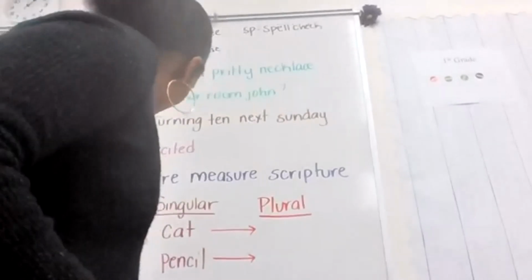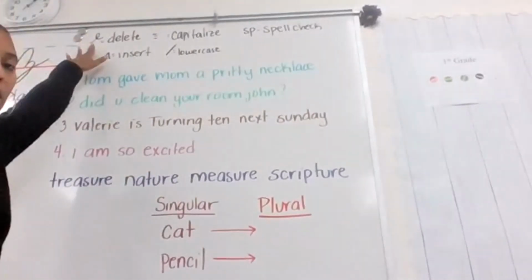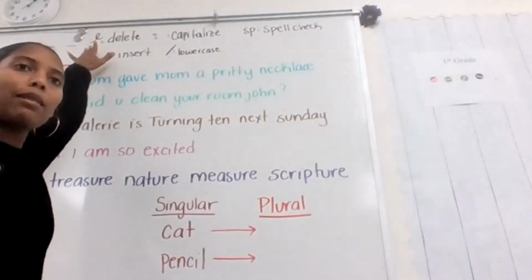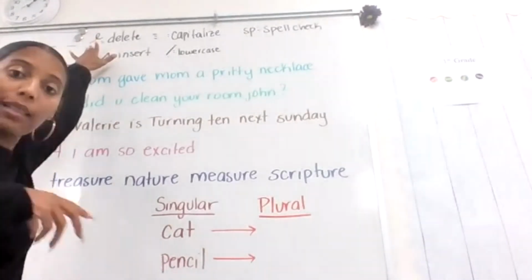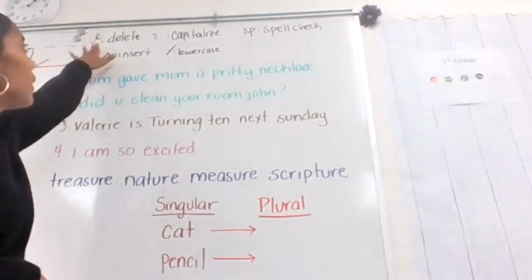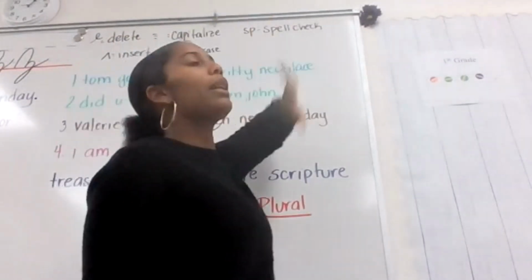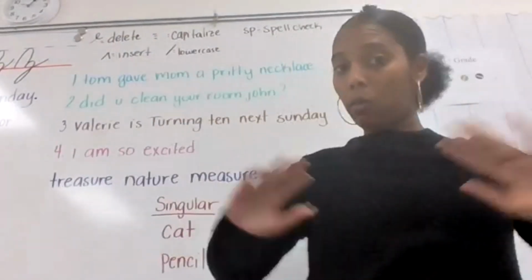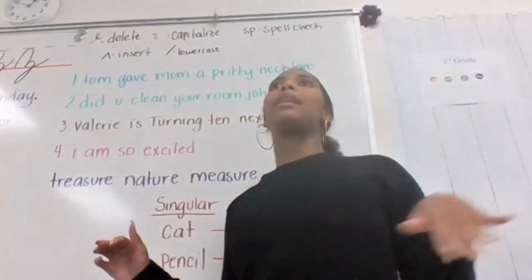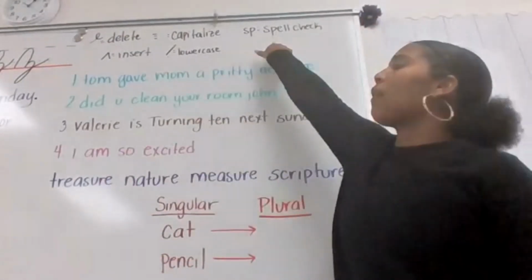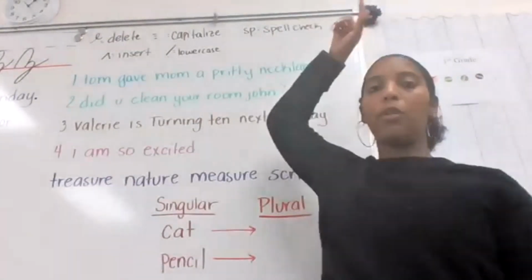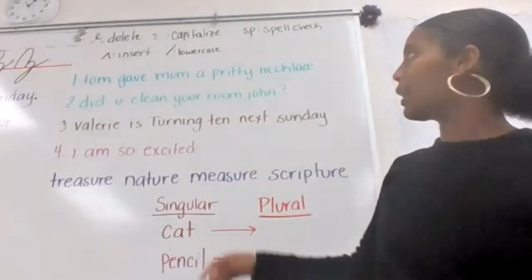Sure. All right, so we have the first one here, which is the delete. Remember, we use that symbol, that mark, whenever we need to take something out, okay? Next, we have the three lines, which means to capitalize. We only put the three lines underneath the letter, not the word, underneath the letter that needs to be capitalized. Then we have SP, which is our spell check. We use that whenever something is spelled incorrectly.